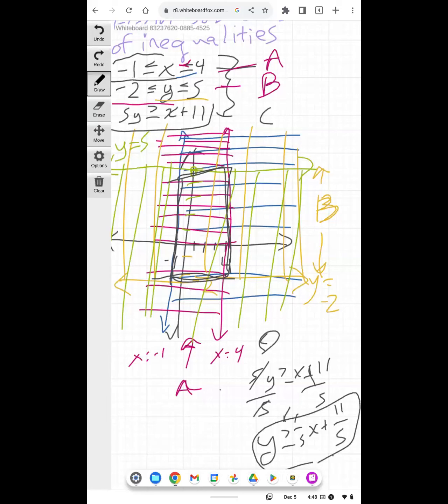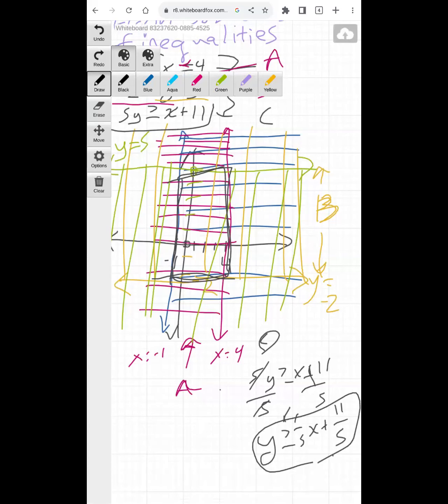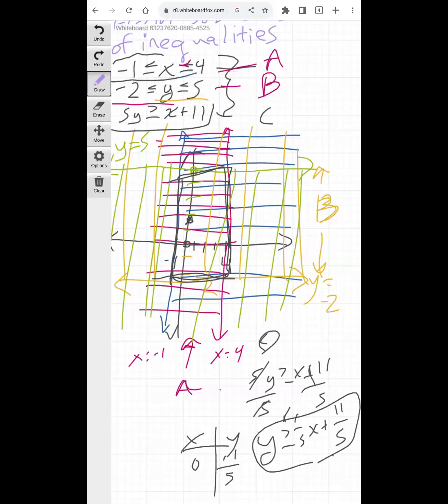So this is my origin point, 0, 0. Let's make a little XY table. If I plug in a value of 0 for x, then I get a y value of 11 over 5, which is a little bit over 2. So at x equals 0, it's going to be approximately there. Let's see if I can find a color that might work. I've run out of colors.